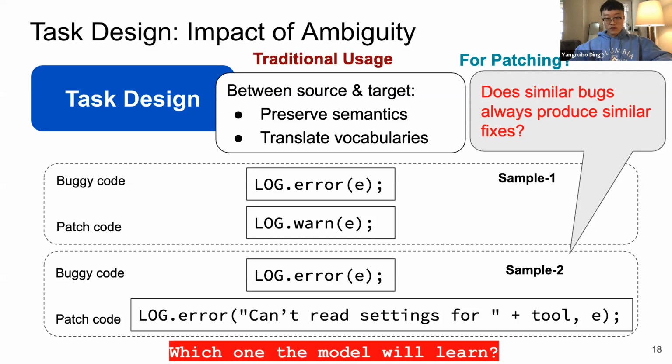We define such phenomena as the ambiguity of patching, and we argue that if such ambiguity is quite popular in real-world bug fixing behaviors, the model will struggle to pick up the correct patches.